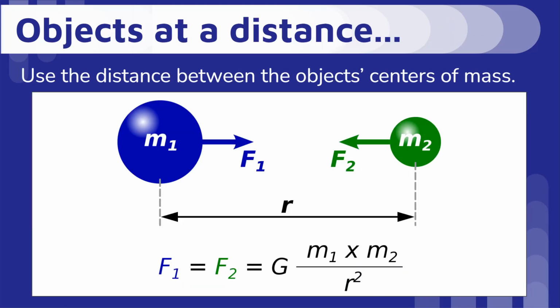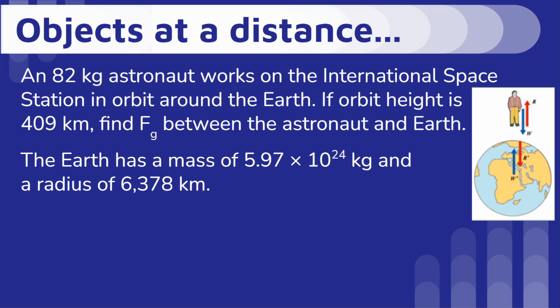All right. Okay, but if you have an object at a distance, that's no longer an option, because taking your mass and multiplying it by 9.8 only works if you're on the Earth's surface. Because if you're not on the Earth's surface, gravity's not 9.8. So if you have objects at a distance, now I have my same astronaut and he's working in the International Space Station in orbit around the Earth. If the orbit height is 409 kilometers, find FG between the astronaut and the Earth. The Earth still has the same mass, 5.97 times 10 to the 24th kilograms, and the same radius, 6,378 kilometers. Okay, but now we're not on the surface.